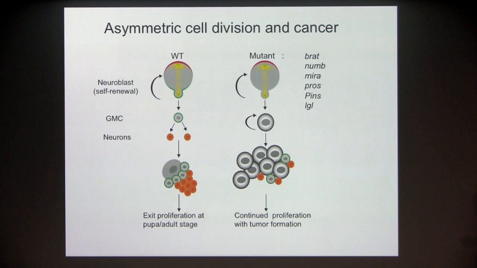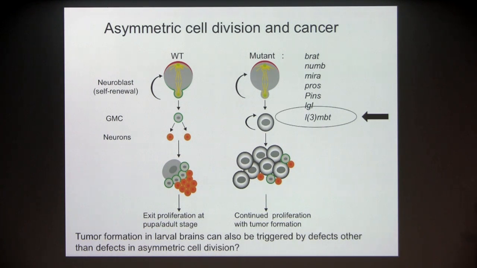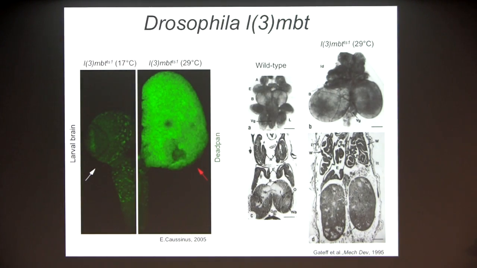So this happens in most of the tumors, but only one, which is known as lethal (3) malignant brain tumor, until now had not been found to have a role in this asymmetric cell division machinery. So the question was: is there tumor formation in the larval brain that can be triggered by defects other than defects in asymmetric cell division? Just a small introduction to tell you what this gene is.